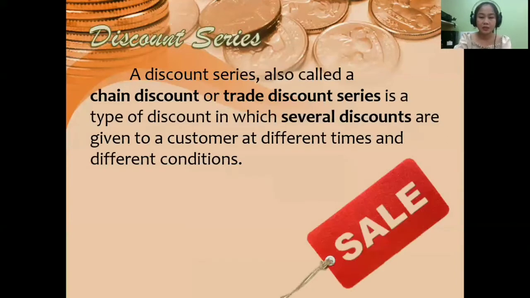A discount series, also called a chain discount or trade discount series, is a type of discount in which several discounts are given to a customer at different times and different conditions. Our clue words here are the words that are in bold. The first one is the chain discount or the trade discount series, and another clue is several discounts. In single trade discount, we can find one rate in the problem. In the discount series, we can find more than one rate.